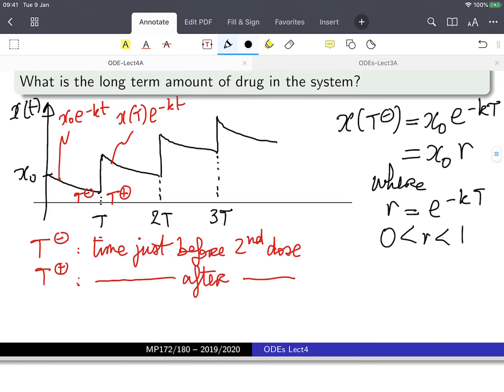Okay, so I'm just going to rewrite this. x at T minus is r x0, or x0 r, sorry, keep the same order, x0 r. And then x at T plus, just after the second dose, just here now on this side, I'm starting here. I have this quantity here, x of T minus plus x0.